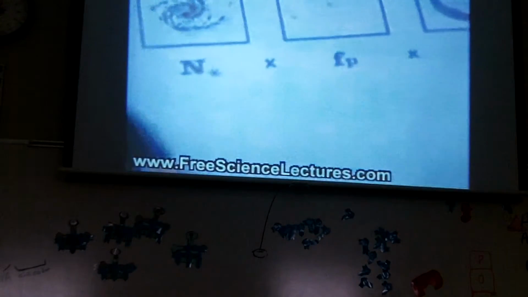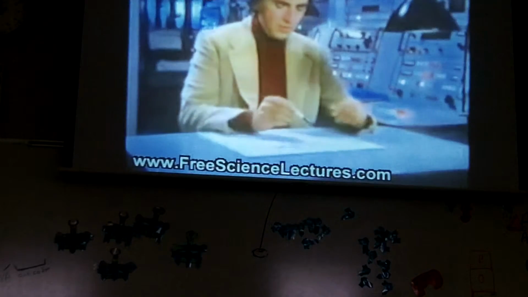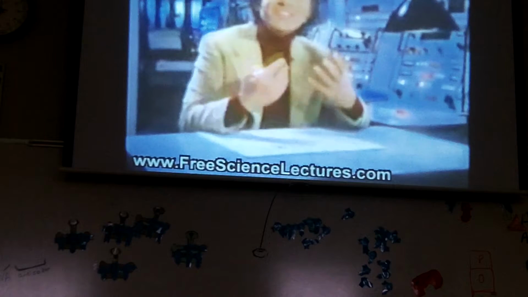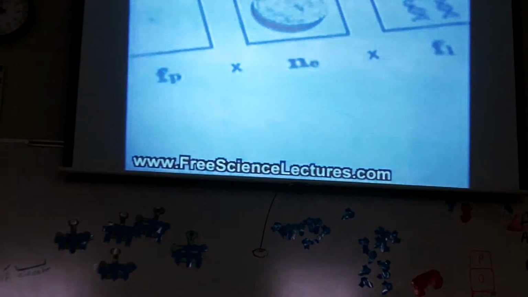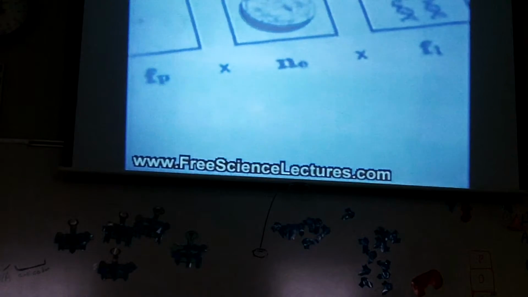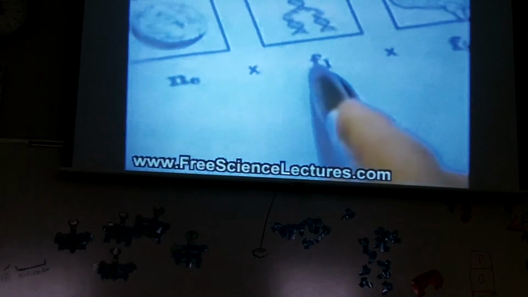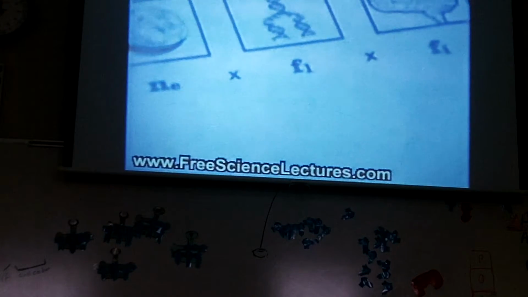It depends on the fraction of stars that have planets. Let's call that F sub P. It depends on the average number of planets in a given solar system that are ecologically suitable for life. Let's call that N sub E. It depends on the fraction of suitable planets in which life actually arises. Call that F sub L. It depends on the fraction of inhabited planets on which intelligence emerges. Let's call that F sub I.